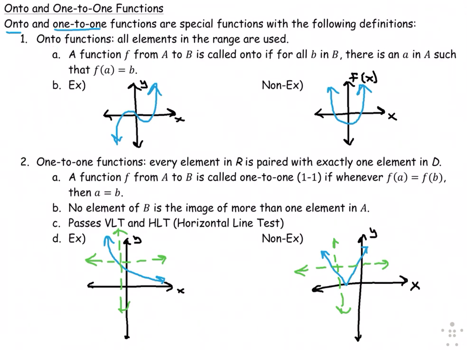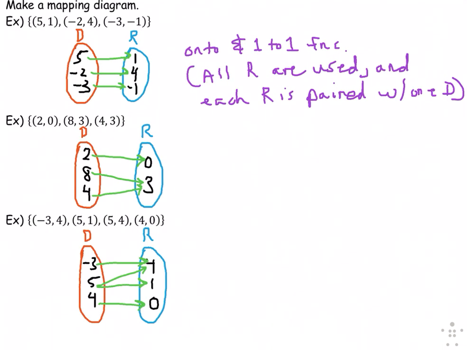For onto functions, all elements of the range, or of the y-axis, are paired to an x value. So there is an ordered pair for each y value. In this case, we're missing this part. And then when you want to check for one-to-one functions, you're assessing if it passes the vertical line test as well as the horizontal line test. So then you are basically saying that there's no repeats in the range and no repeats in the domain. Mapping diagrams are just to conceptually help you understand onto and one-to-one functions.